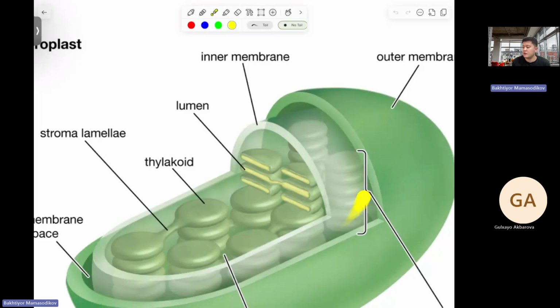And the granum is a stack of thylakoids. This big structure is called the granum. This is more light captured. It captures more light. And the stroma, this is the fluid-filled area, the liquid portion around the granum. This is called the stroma, where the Calvin cycle happens, where the glucose is made. Okay, and the chlorophyll inside of the thylakoids. Okay, thylakoid membrane. This is the thylakoid. On its membrane, there is chlorophyll.